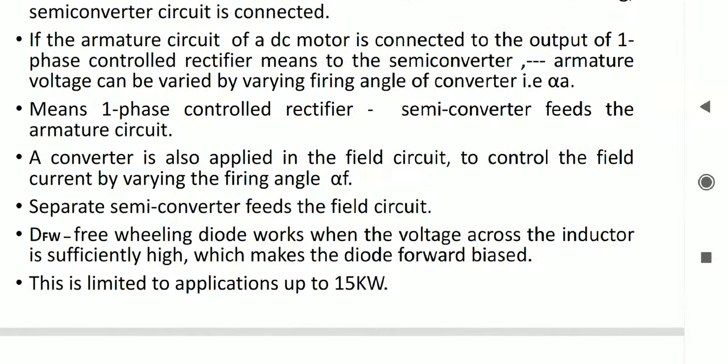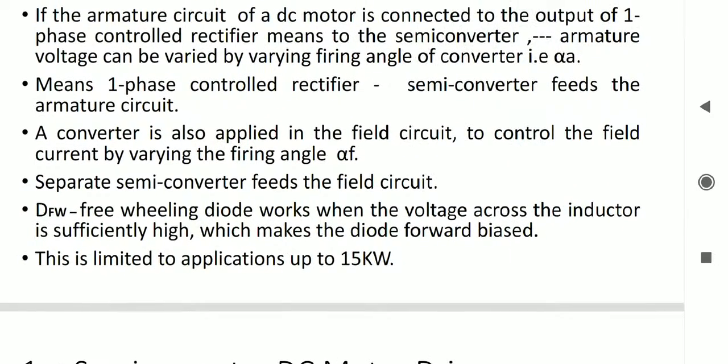DFW is a freewheeling diode, which works when the voltage across the inductor is sufficiently high, which makes the diode forward biased. That means whenever the inductor has a very high voltage across it, with polarity upper terminal minus and lower terminal plus, at that time it makes the freewheeling diode forward biased. So it works only when high voltage is across the inductor. This semi-converter is applicable to only 15 kilowatt power.